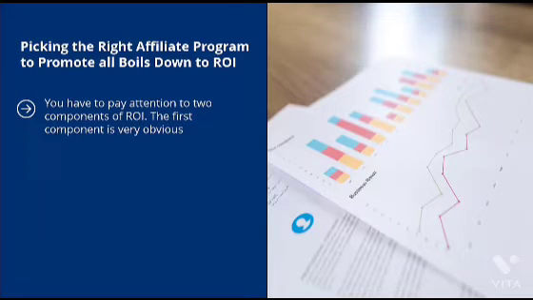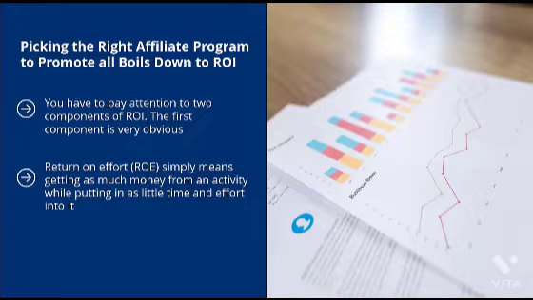You have to pay attention to two components of ROI. The first component is very obvious. This is return on investment. Put simply, how do you get the most return for every dollar you spend on your business? Return on effort, ROE, simply means getting as much money from an activity while putting in as little time and effort into it. Put it another way. How do I maximize my income while minimizing my effort?